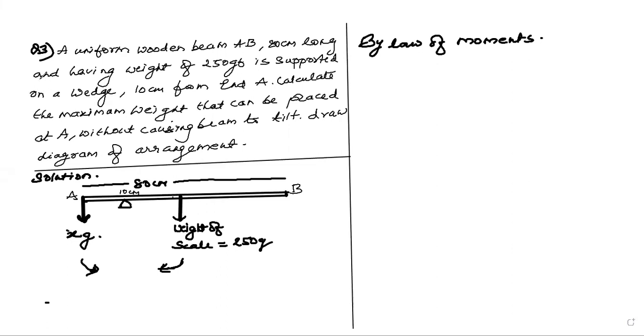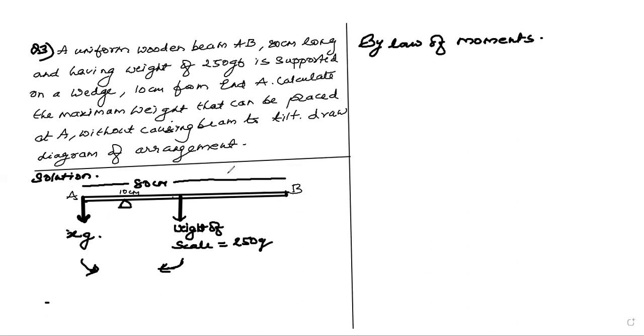A uniform wooden beam 80 centimeter long, having a weight of 250 gf, is supported on a wedge 10 centimeter from end A. Calculate the maximum weight that can be placed at A without causing the beam to tilt. Draw the diagram of the arrangement.